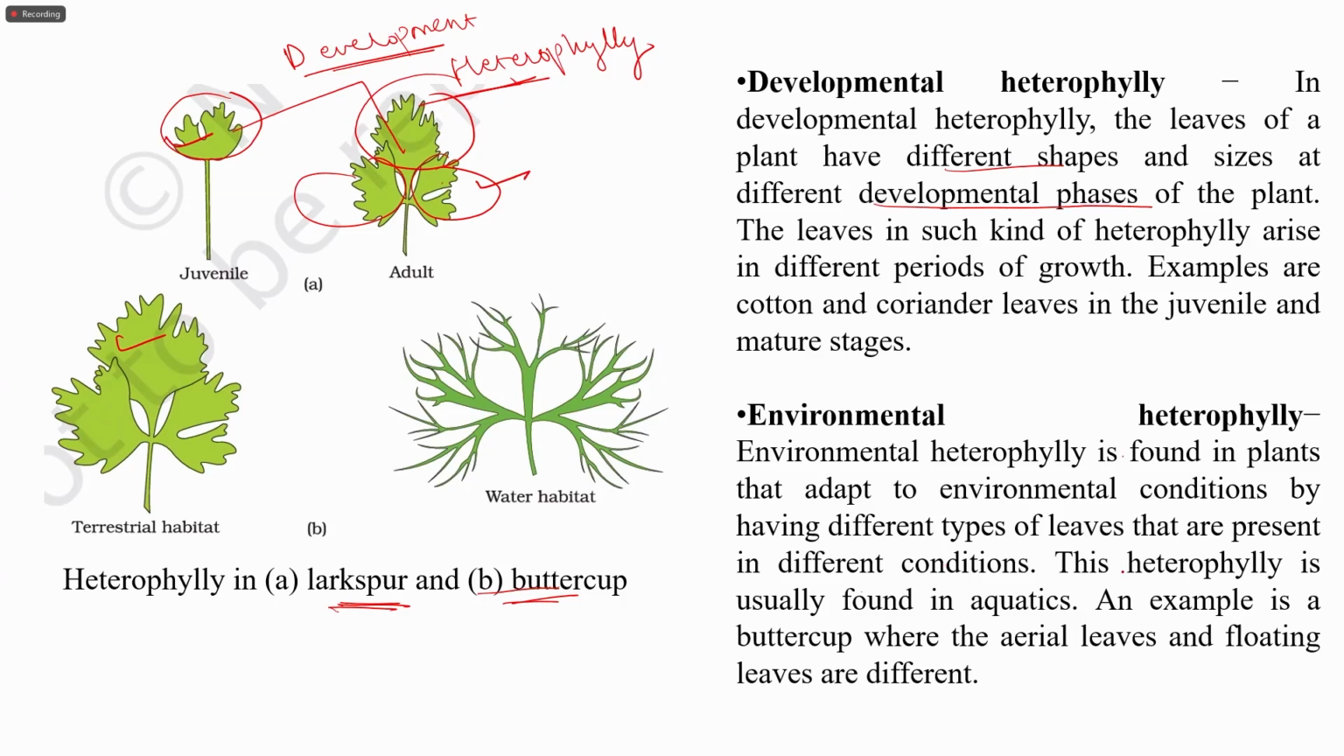Second is environmental heterophylly, as I mentioned. This is because of the environment. So environmental heterophylly is found in plants that adapt to the environmental conditions by having different types of leaves in different conditions. So this heterophylly is usually found in aquatics. An example is the buttercup, where the aerial leaves and floating leaves are different.